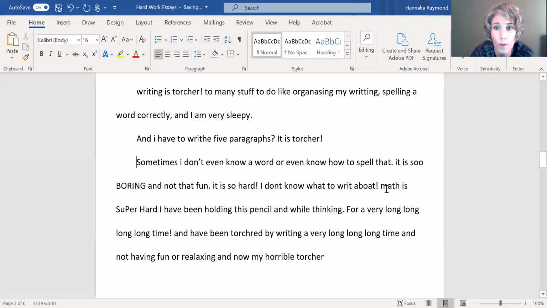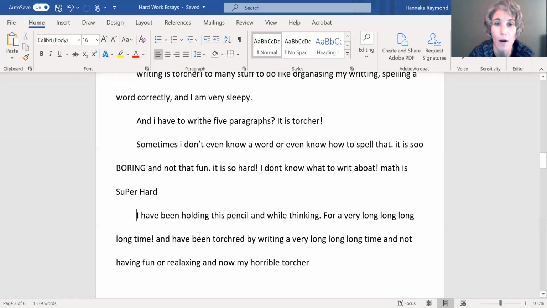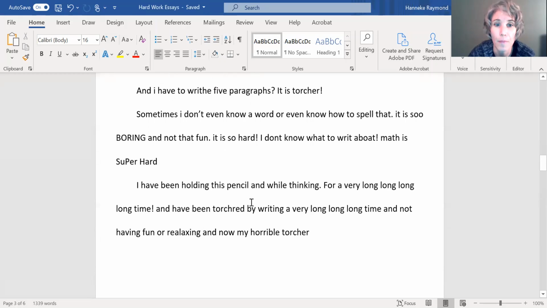"It is so boring and not that fun. It is so hard. I don't know what to write about. Math is super hard. I've been holding this pencil a while and thinking for a very long time. I know when I have to do something for a long time, it makes me sleepy." So I'm thinking that is her 3rd main idea paragraph, where she's going to talk about how tired she is.